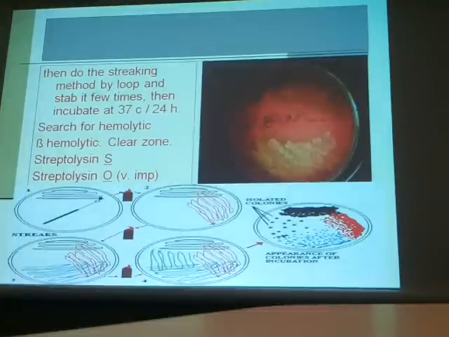After 24 hours of incubation, we get isolated colonies. We do culturing on blood agar, chocolate agar and MacConkey agar. On blood agar it's very important that we do stabbing, to study the hemolysis pathway.